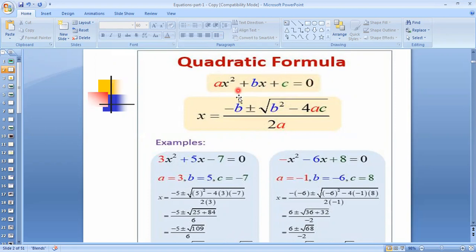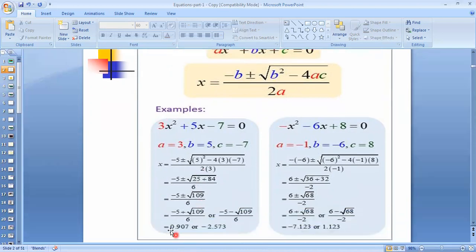And we can solve these types of quadratic equations by using this formula: 3x square plus 5x minus 7 equals 0, and minus x square minus 6x plus 8 equals 0. Here, comparing with the standard quadratic equation, what is a? a equals 3, and b equals 5, and the constant term c equals minus 7. Just putting the a, b, c values in the formula of the quadratic equation, we get the result.